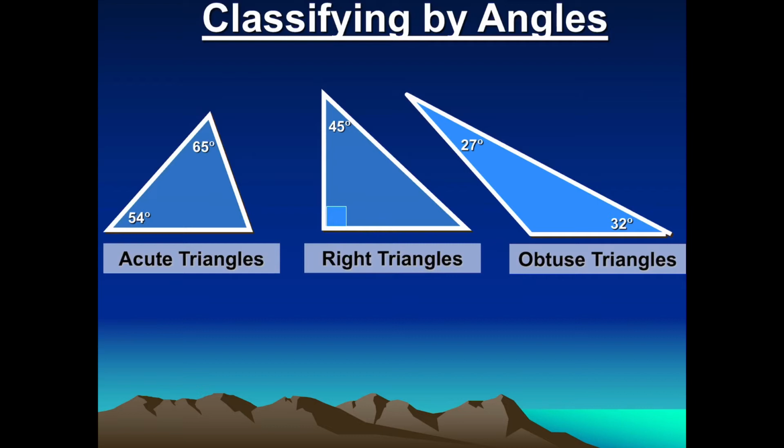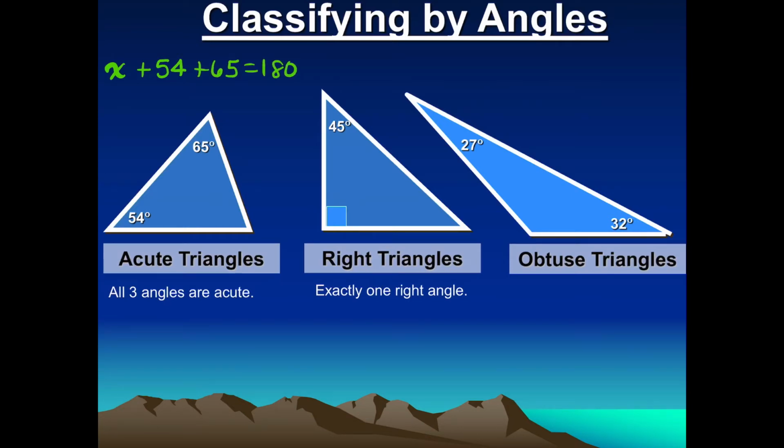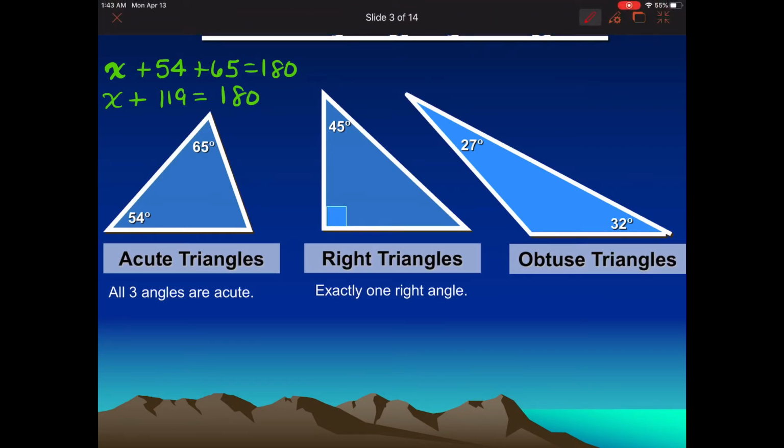So you notice that all these triangles have something missing. In this first triangle, we have 2 angles that are given, and we have 1 angle, of course, that is not given, and we need to figure out what that missing angle is. So we're going to set up an equation here, x plus 54 plus 65, and we know that all angles of a triangle add up to 180. 54 plus 65 is going to be 119, and then make that equal to 180. And then we're going to take away 119 from both sides.